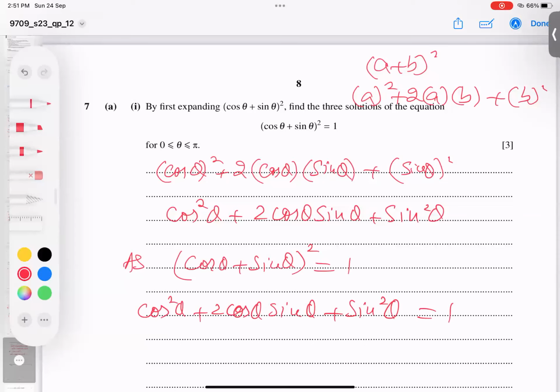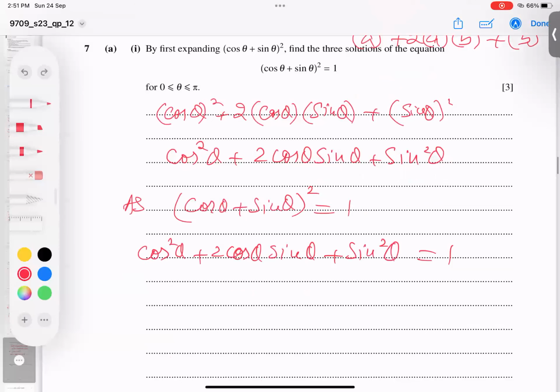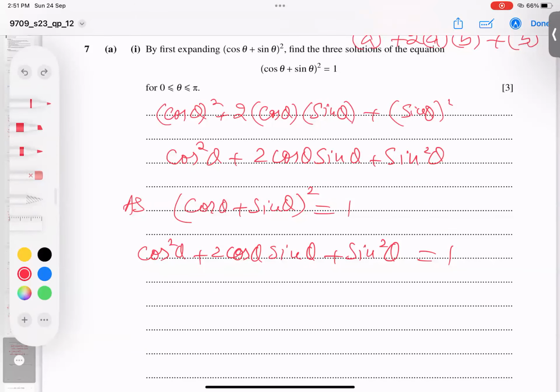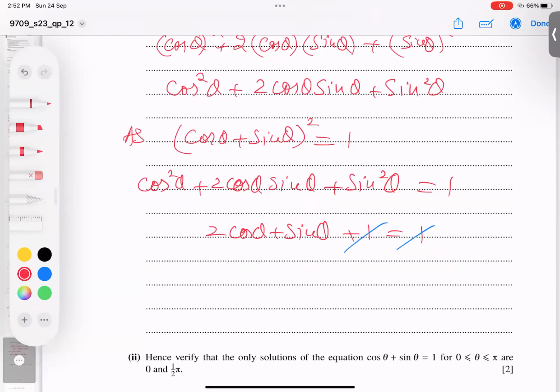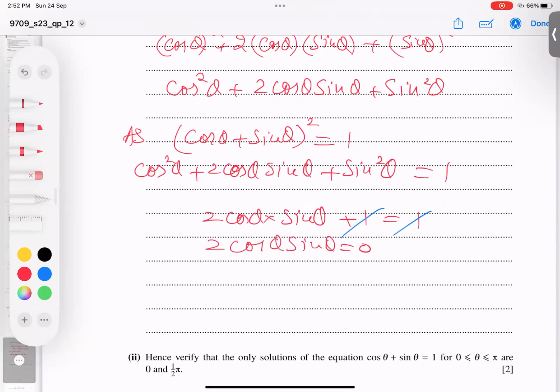Can I start from here? Because cos square plus sine square is 1. Yes, is 1. And 1 cancels out. Okay, I can say 2 cos theta plus sine theta. And this becomes 1, because 1 equal to 1. And then 1 cancels out. And we got what here? Sorry, this is a multiply, not plus, because I got it from here. Okay, so now I got 2 cos theta into sine theta is equal to 0.